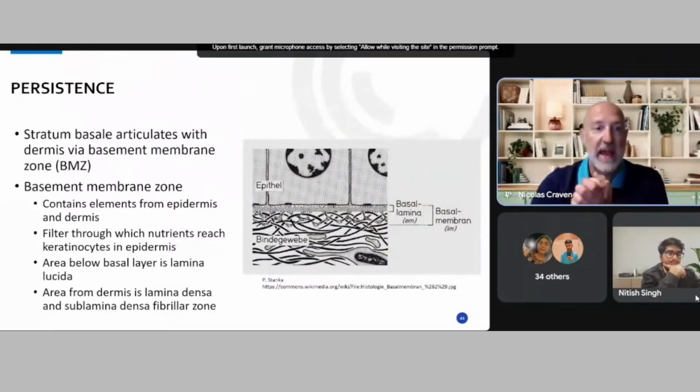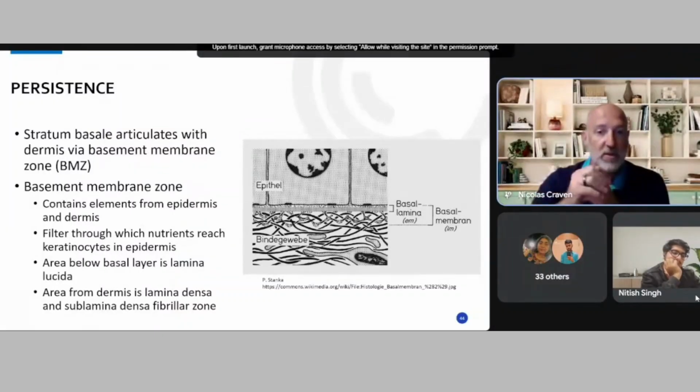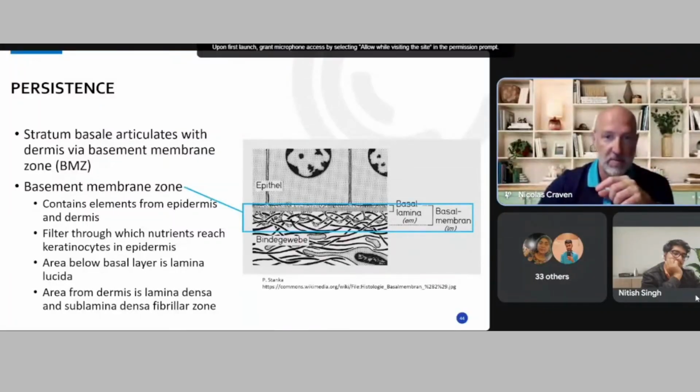And here's a little bit of discussion on that. The basal layer, the stratum basale, articulates with the dermis via the basement membrane. In that basement membrane zone, there are different things going on that interlock with each other to keep things connected. The basement membrane zone helps filter nutrients from the dermis into the epidermis. The area below the basal layer is called the lamina lucida, and the area just above the dermis is called the lamina densa. That's part of the basement membrane. They interlock with each other. As you can see right here, this is the basement membrane zone, the two laminas, the lamina lucida and the lamina densa, that interlock, and there are fibers interconnecting with each other.